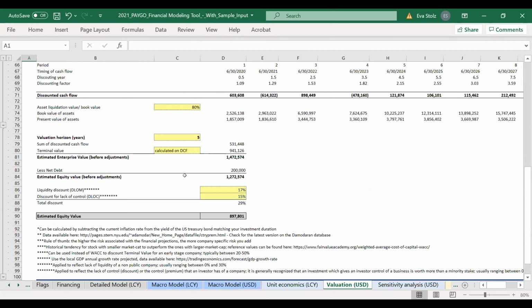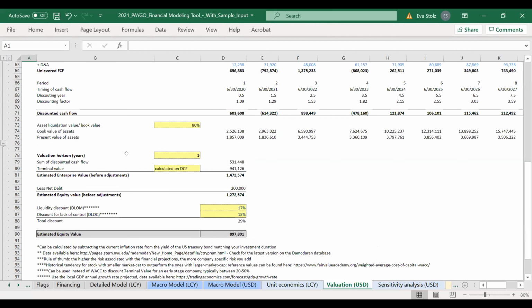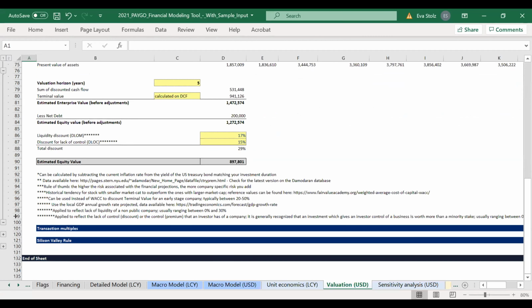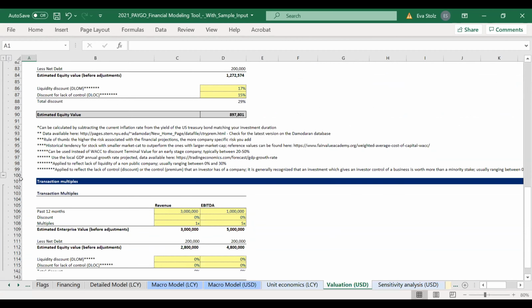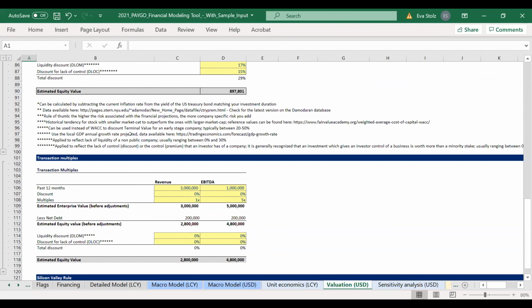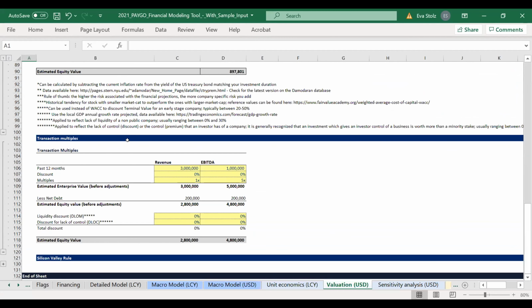So for example, what is a common discount applied for non-public companies is the liquidity discount. Again, all of this is actually commented in the model, so you will find the relevant instructions. Then another method that is very often used is the transaction multiple method. So this method basically assumes that similar assets sell at similar prices. So to determine the valuation, one should look at comparable companies in terms of size, geography, business model, etc., and then apply the same multiple to its revenues and the EBITDA.